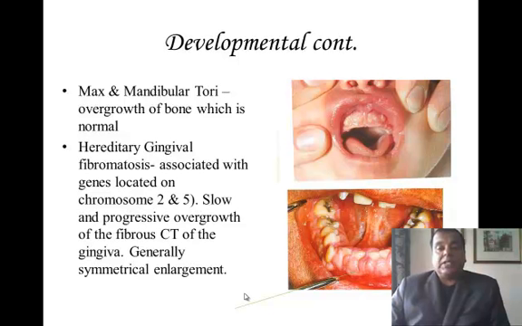Other developmental conditions include the mandibulomaxillary tori, which is basically overgrowth of normal bone, and also the condition called hereditary gingival fibromatosis, which is associated with a gene located on chromosome 2 and 5, and it includes slow and progressive overgrowth of the fibrous connective tissue component of the gingiva. Generally it's a symmetrical generalized enlargement, and if it's excessive, then surgical improvement may be required.